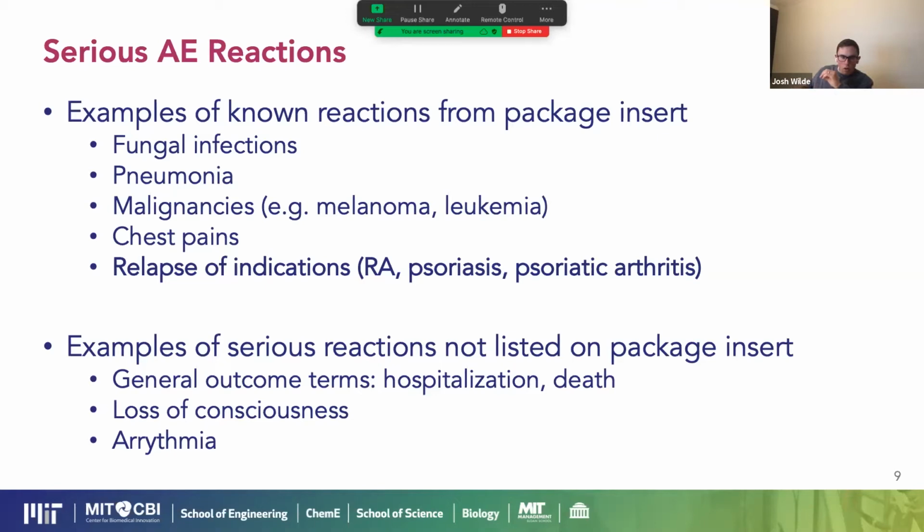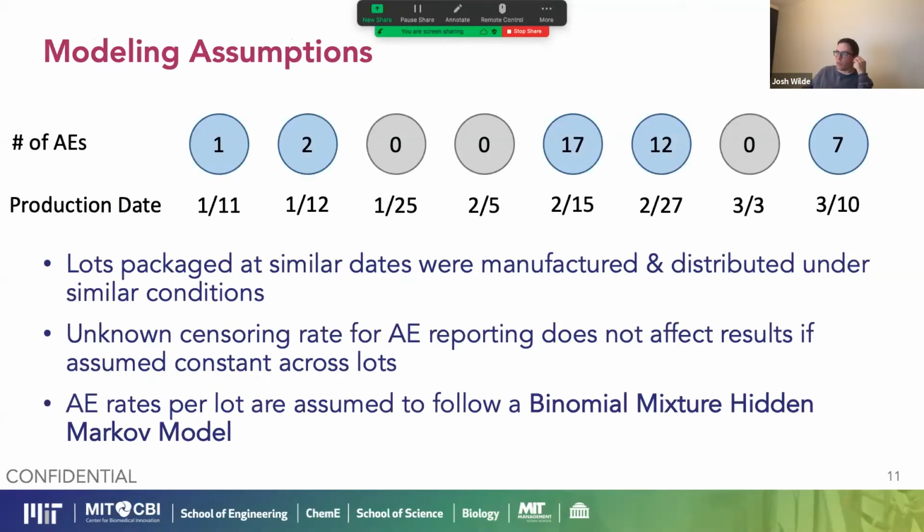Okay, so I'm going to talk a little bit about the modeling now. And so just again, the research question that we're considering is: is there a pattern in the adverse event rate that we see in these lots that exists in a way that you would not expect if the source of the adverse events was simply drug-patient interaction?